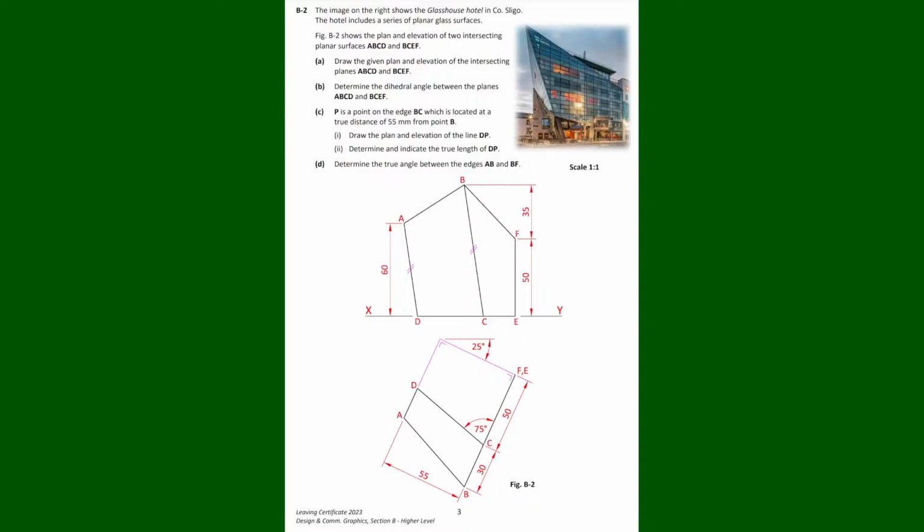Part A is to draw the given plan and elevation of the intersecting planes A, B, C, D and B, C, E, F. Part B is to determine the dihedral angle between the two planes. Part C, there's two parts to it, so point P is a point on the edge BC, which is located at a true distance of 55 millimeters from point B. We're asked to draw the plan elevation of the line DP and then determine and indicate the true length of DP. For part D, the question is to determine the true angle between the edges AB and BF.